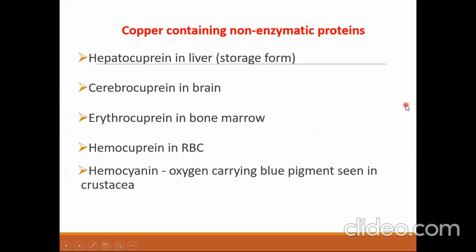Till now, we have seen the enzyme proteins. The copper acts as a cofactor for various enzymes. Next, we will see the copper containing non-enzymic proteins. They are hepatocuprin, which is a storage form in the liver. Hepato means liver, cuprin means copper. So hepatocuprin in the liver, cerebrocuprin in the brain, erythrocuprin in the bone marrow, hemocuprin in the RBC, and hemocyanin, which is present in the crustaceans. They are the oxygen-carrying blue pigment.